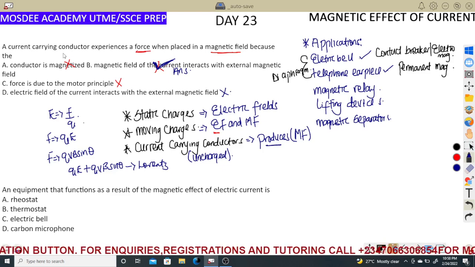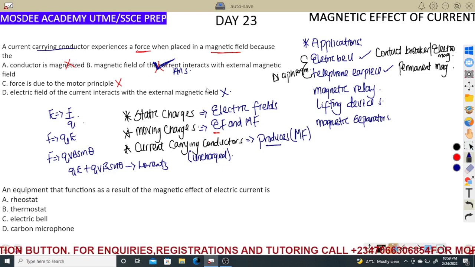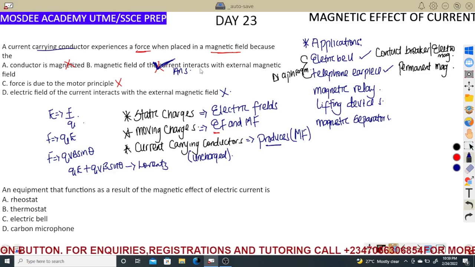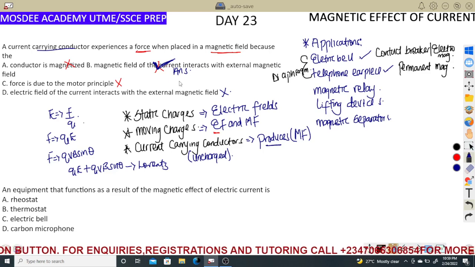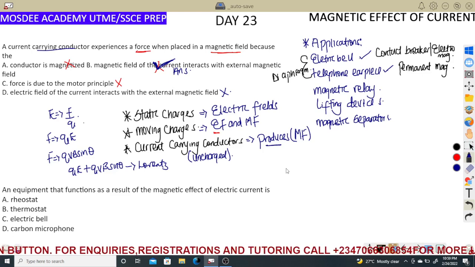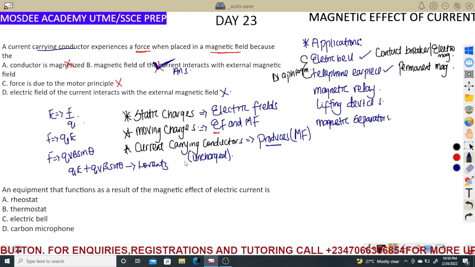Current carrying conductor is the question. They only produce what? Magnetic field. So the magnetic field interacts with what? External magnetic field. And the correct answer to this is option B. Current carrying conductor only produces magnetic field. Always keep that at the back of your mind. And this is the way you interpret that.